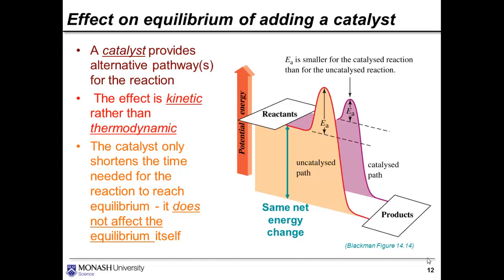We also know to get from our reactants to products, we have to go over the activation energy. The addition of a catalyst actually lowers that activation energy. It's, if you like, easier for the reactants to get over that barrier and move towards being the products. The addition of a catalyst has more of a kinetic effect rather than a thermodynamic though. The catalyst only shortens the time needed for the reaction to reach equilibrium. It does not affect the equilibrium itself. So, for example, it can increase the rate of the equilibrium, but it won't change the overall yield.